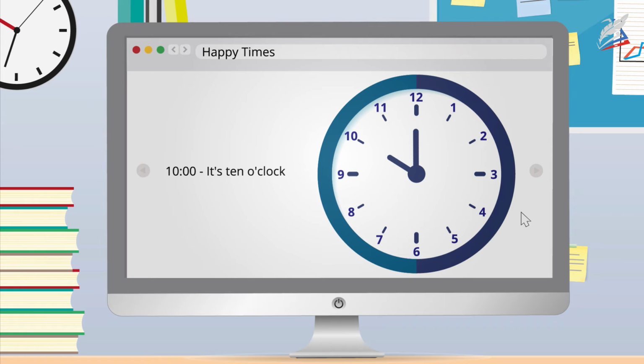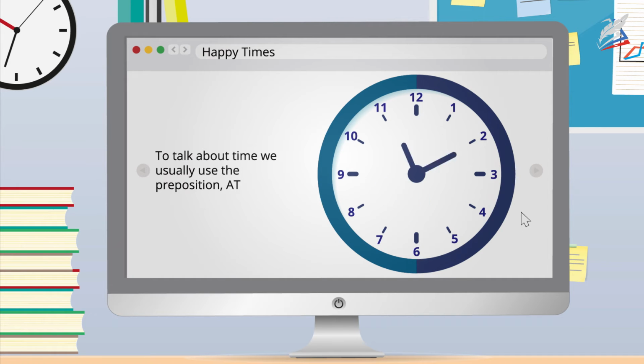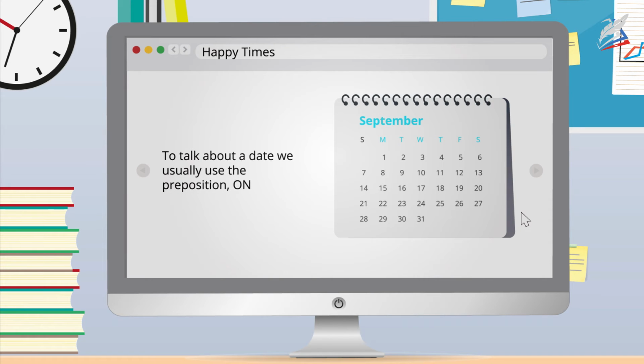It's 10 o'clock. The apostrophe tells us that something has been deliberately omitted. In olden days, they used to talk about hours by saying, "It's 10 of the clock." The "of" and the "the" were dropped long ago and replaced with "o" apostrophe. It's 10 o'clock. To talk about time, we usually use the preposition "at." At 3 o'clock. To talk about a date, we use the preposition "on." On the 1st of September.